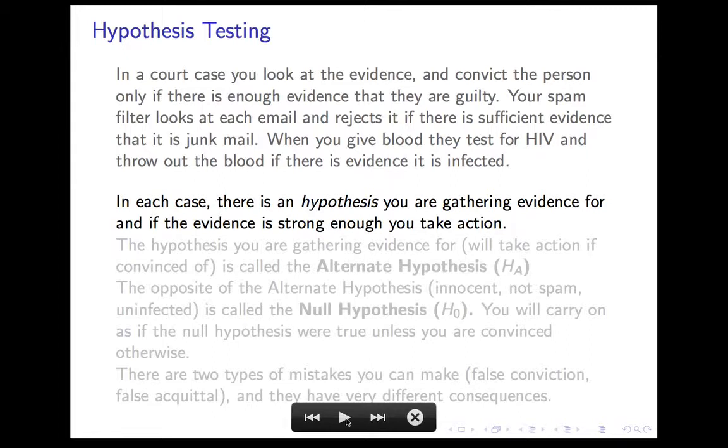In each of these cases, there's a hypothesis that you're gathering evidence for: that the person is guilty, that the email is junk, that the blood is infected. And if the evidence is strong enough, you take some kind of action.